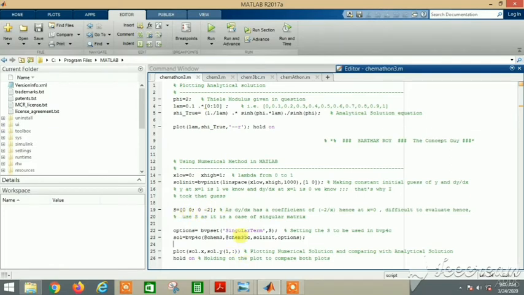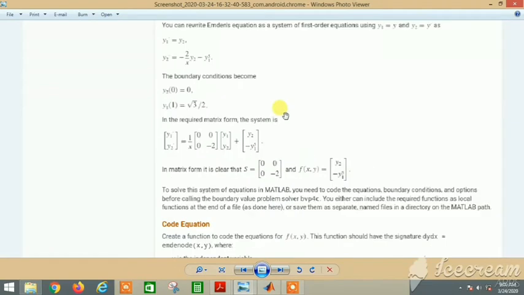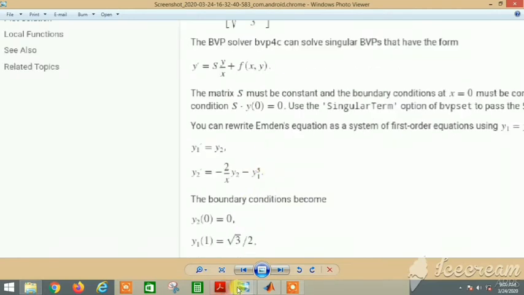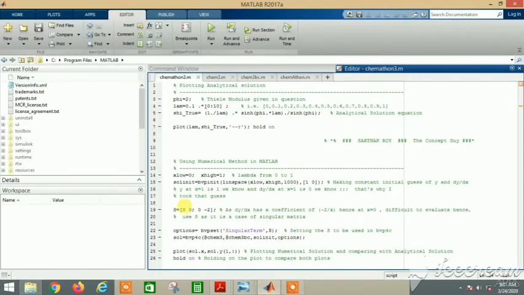And I've put this S as 0 0 0 minus 2, because as you can see, it was somewhat of this order: y2 prime is equal to minus 2 by x, y2 minus some function of y. And here also I have that thing, because this goes that side, so it is minus 2 by lambda d psi by d lambda plus 4 psi. So I have this as my singular term, remember. Finally I put options equal to bvpset, so I need to set this singular term S, and for the singular term setting you can go to help and bvpset to know what I'm actually doing here.